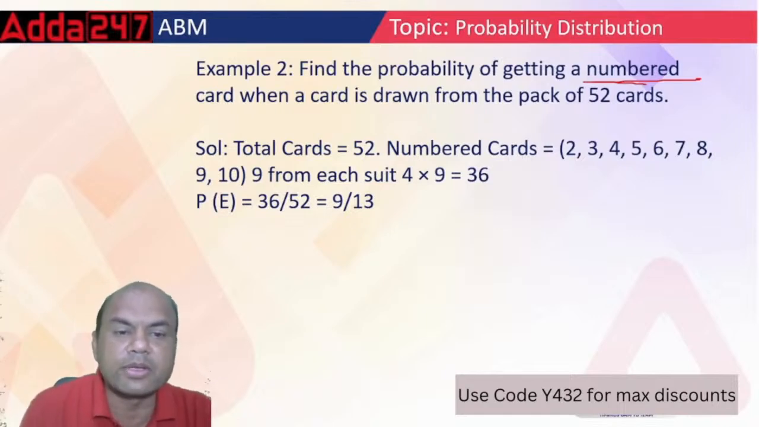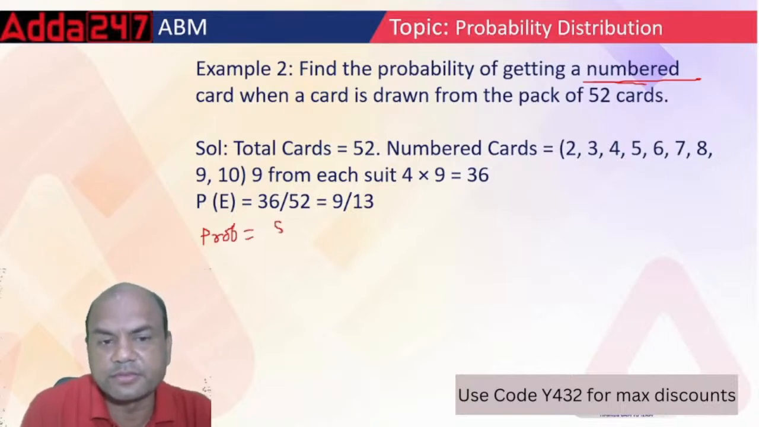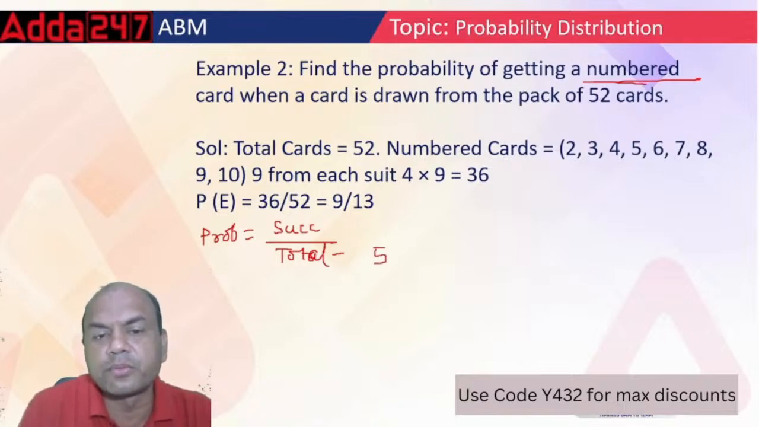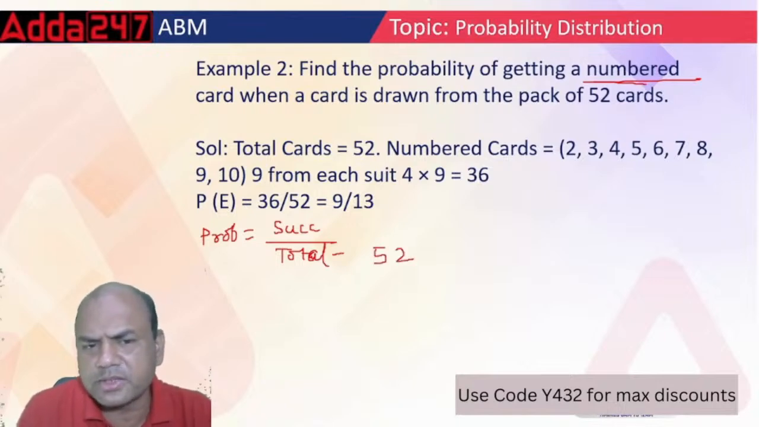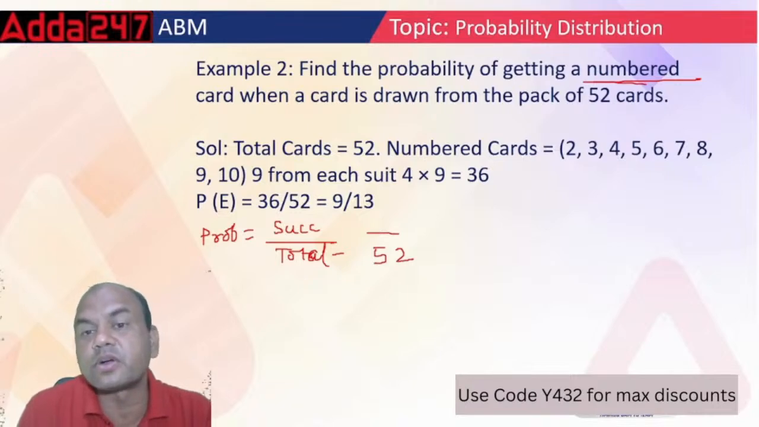First remember the probability. Formula for probability is what? Success upon total, the sample space. So total is simple, you have got it, 52. Total is 52 cards. What about the success? Success is what?